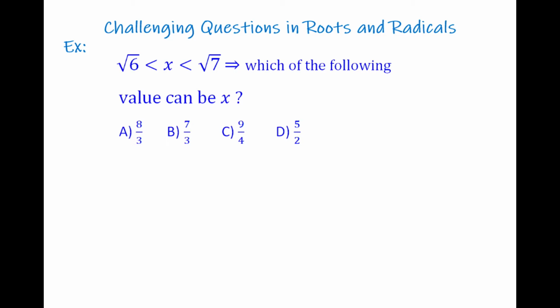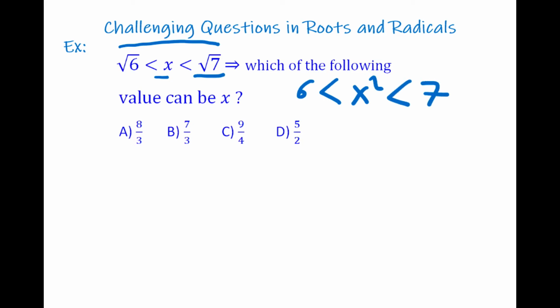And the next question is, guys, square root of 6 is less than x, and that is less than square root of 7. And in this case, x can be which value from the following? In such questions, guys, I recommend you take the square of the sides here, okay? If you take the square of the sides, then I'm going to have 6 is less than x squared, and that is also less than 7.